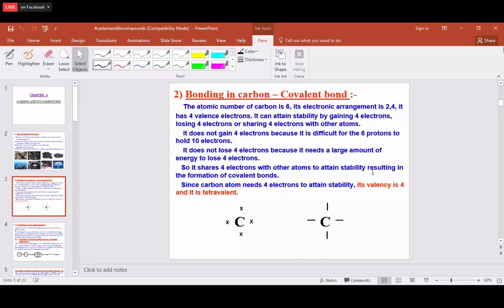To attain stability, in the outermost shell it will attain the inert gas configuration. The nearest to carbon is neon, and neon has 8 electrons in its outermost shell. So when carbon shares 4 electrons, it attains the inert gas configuration. The valency of carbon is 4, so it is tetravalent. Tetravalent means it can make 4 bonds with other atoms. So here one, here one, here one. It can make 4 bonds.